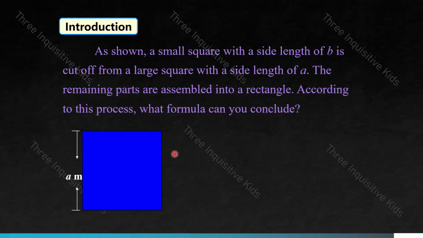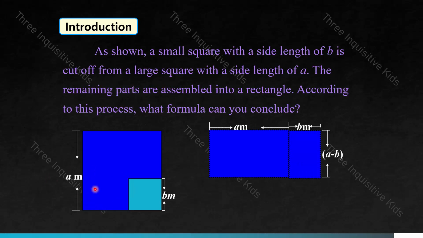Here we have a square with a side length of a, and a small square with a side length of b is being removed. So here we move this portion over, as well as this section right here, which are the remaining parts after having the small square cut off, and we have this area right here. So this length is a meters and this length is b meters. Their shared width is a minus b meters.